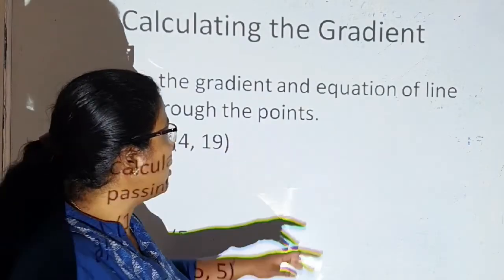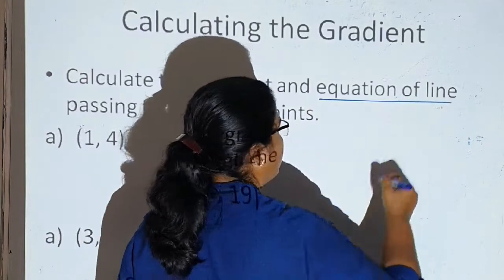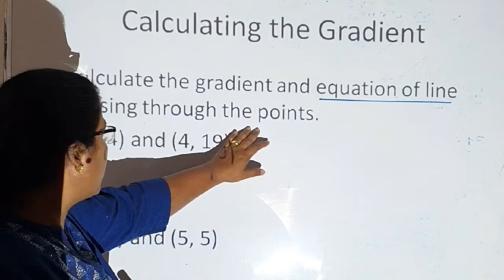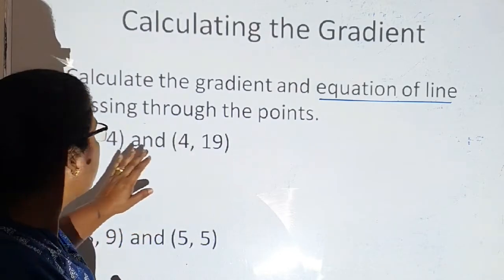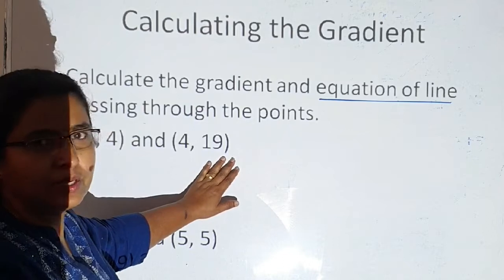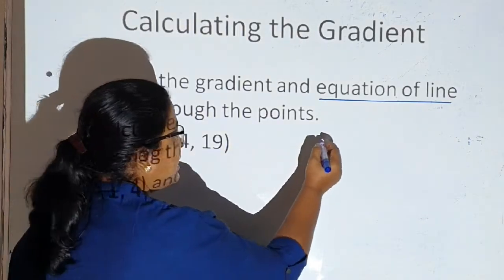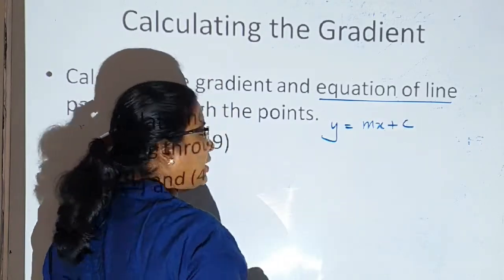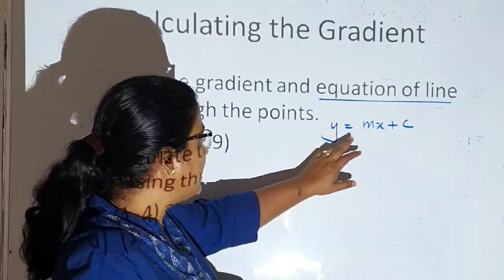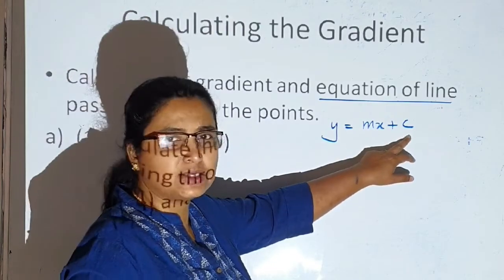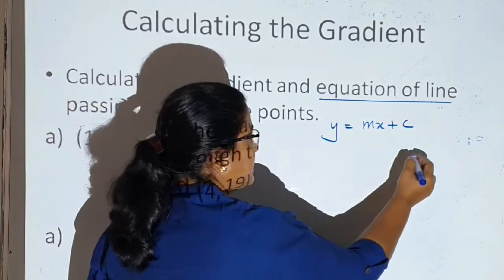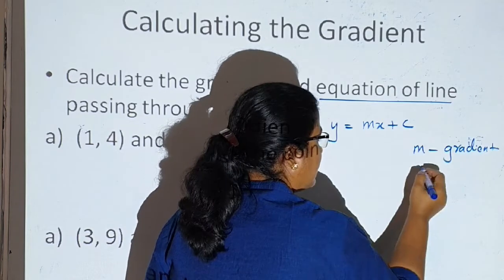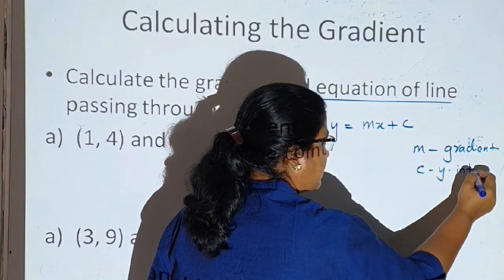Now we have to understand how to find the equation of a line passing through the points. Here 2 points will be given, 1, 4 and 4, 19. So the equation of any line is y equal to mx plus c. This is the equation of any straight line. M stands for the gradient or slope, and c stands for the y-intercept.